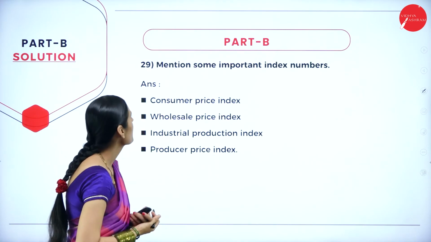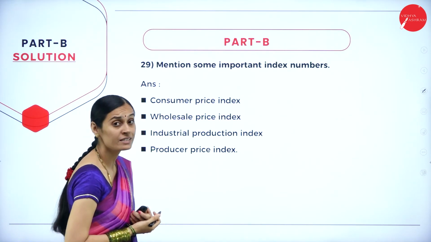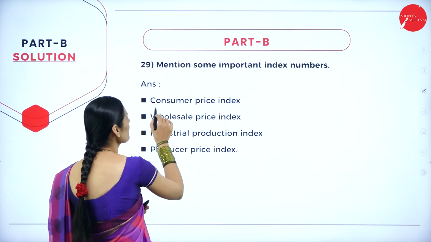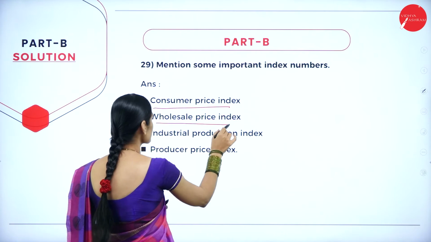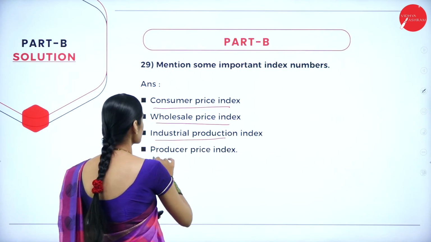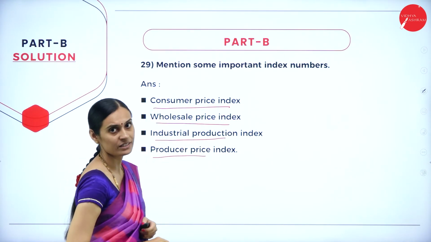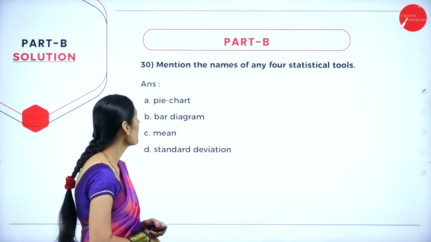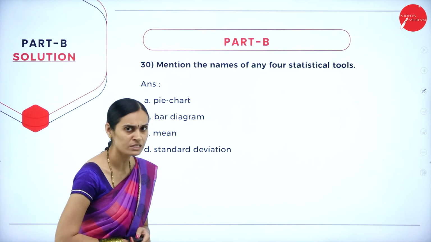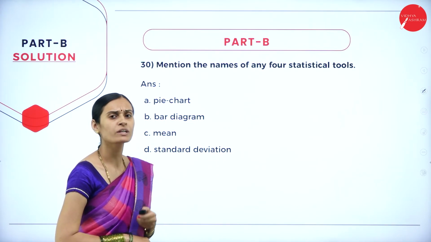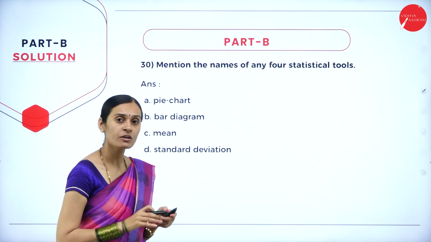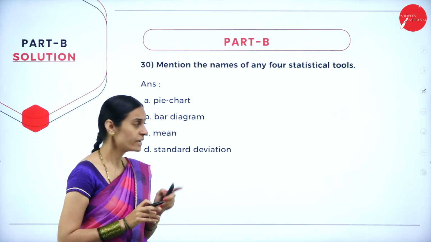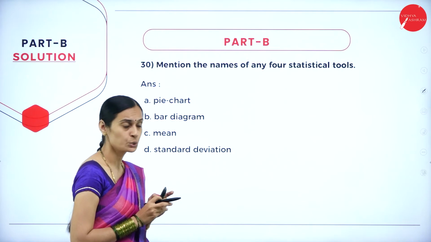Okay. Next, mention some important index numbers. What are the important index numbers? Consumer price index, wholesale price index, industrial price index and producer price index. So these are all 4 important index numbers. Next, mention the names of any 4 statistical tools. So what is a statistical tool? Those which are very essential to analyze statistical facts are considered statistical tools.